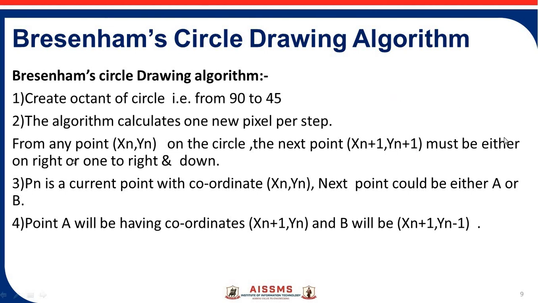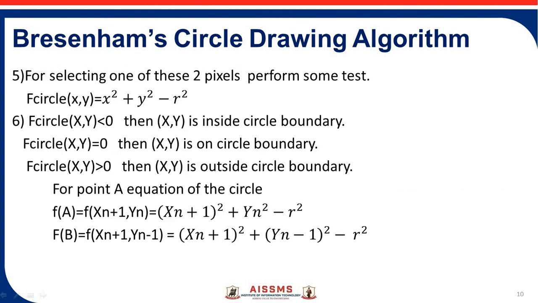Pn is the current point with coordinate value xn, yn. The next point could be either A or B. Point A will have coordinate value xn plus 1, yn, and B will be xn plus 1, yn minus 1. For selecting one of these two pixels, we have to perform some test. That means we apply the circle formula x square plus y square minus r square.